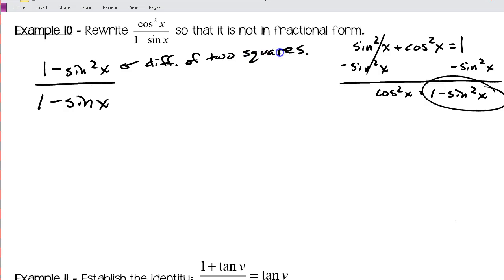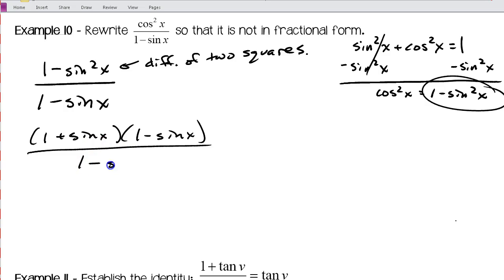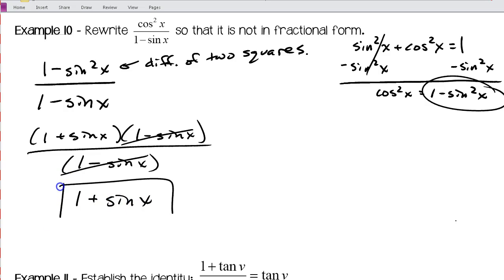Difference of two squares, which we talked about. So we're going to factor that to 1 plus sine x times 1 minus sine x. And then we have 1 minus sine x on the bottom. Now, since we have multiplication, these will cancel out, and this simplifies to 1 plus sine x.